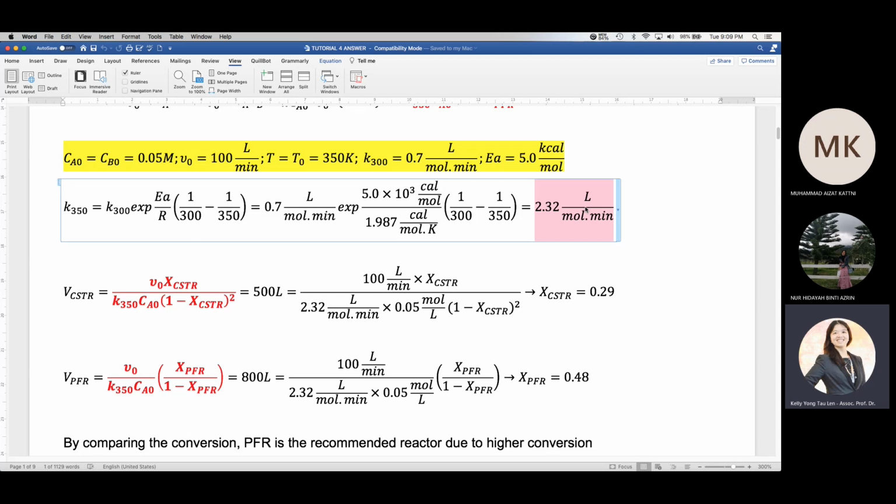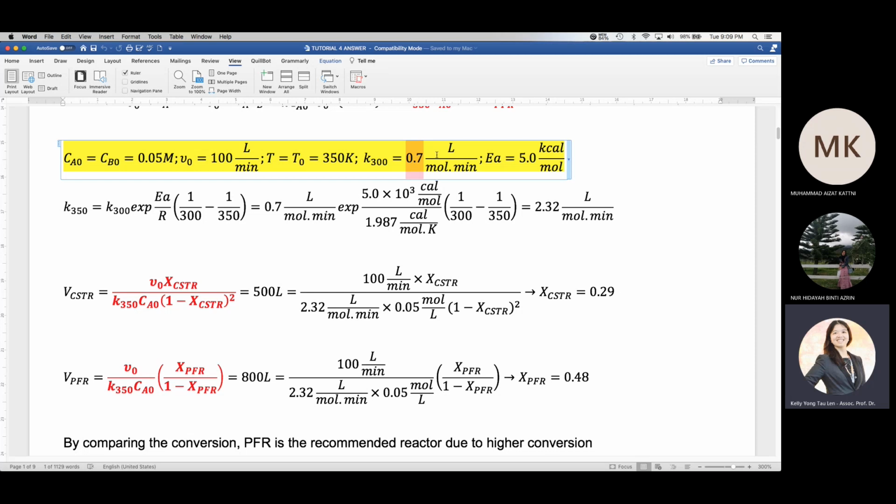So katakan kamu kira K pada suhu yang baru dan suhu baru kamu tu lebih tinggi daripada suhu lama, nilai K tu harus lebih besar. Contohnya dalam kes ni, at 300, my K is 0.7. So at 350, K saya tu mesti lebih besar daripada 0.7. So if let's say you calculate, you get less, you definitely know it's an error. Kamu kena check balik pengiraan kamu.